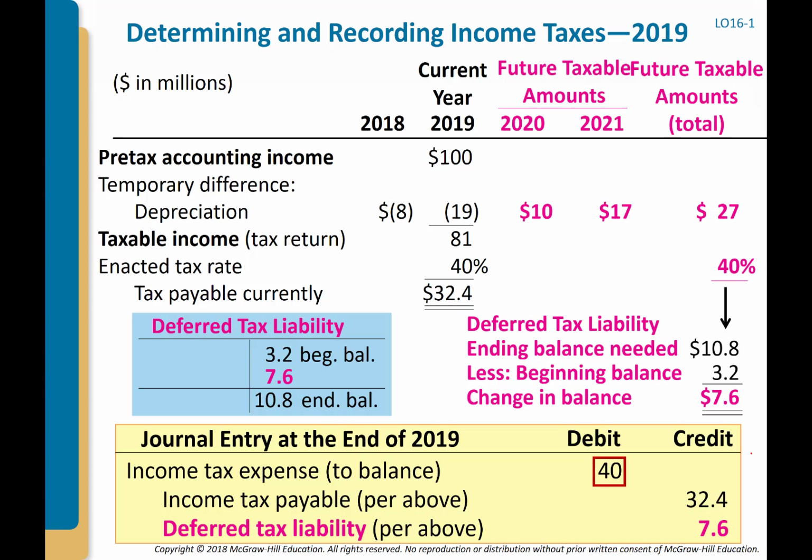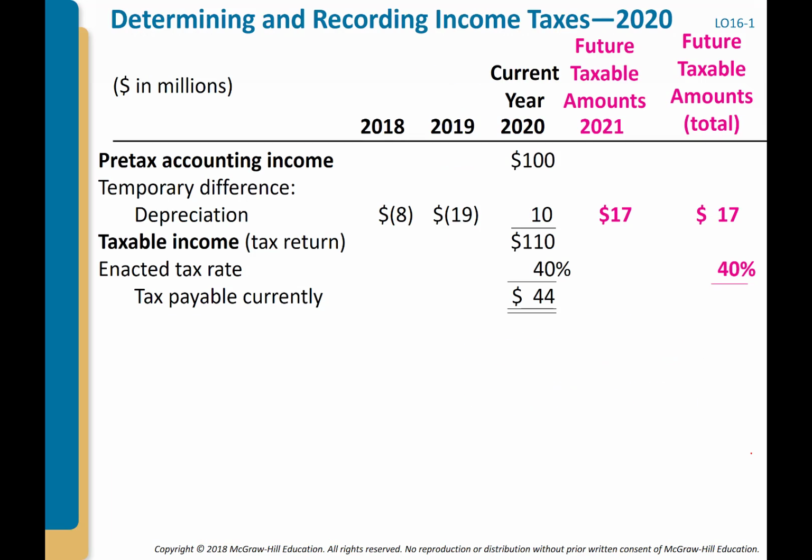So now we got 1 more year left to go on this thing, don't we? Right? So our future amounts are going to be what? 17. Do you think the deferred tax liability is going to go down or come up? It's going to go down. Good, because now we're paying the tax on that amount from the previous year, the 10, whatever, for the previous year.